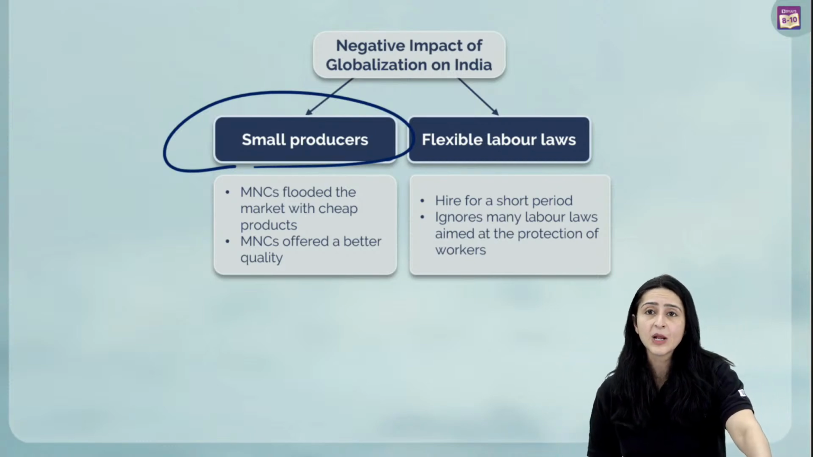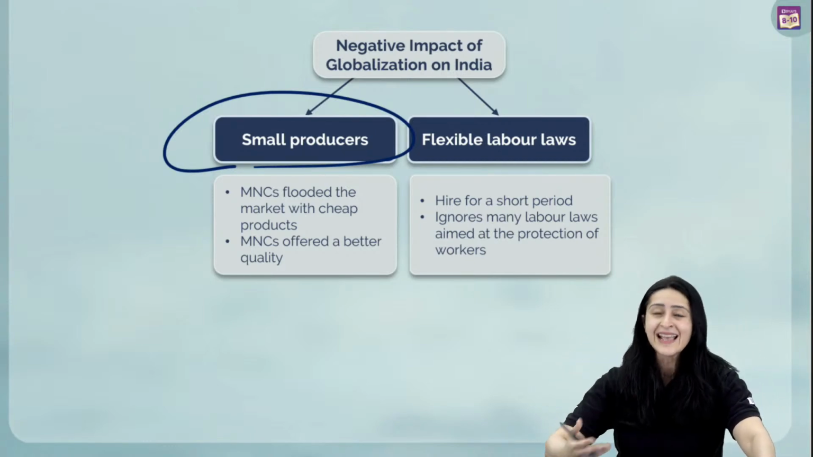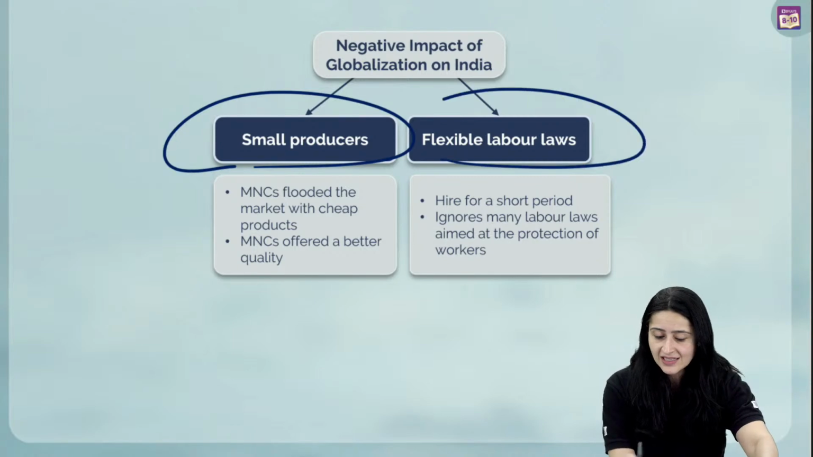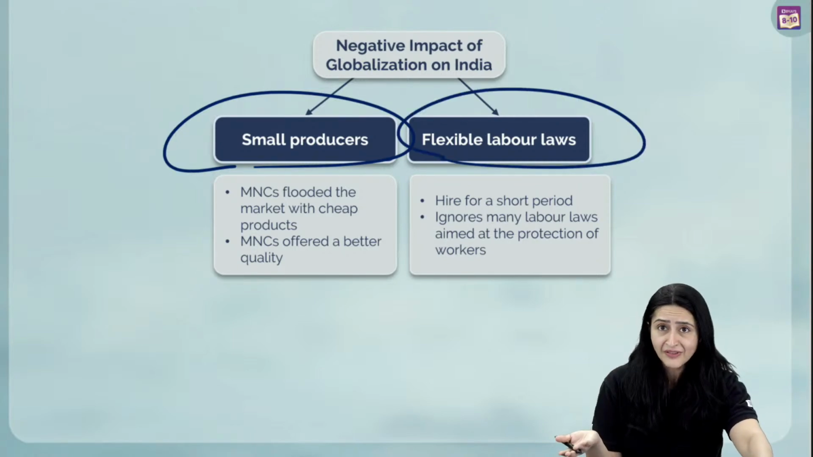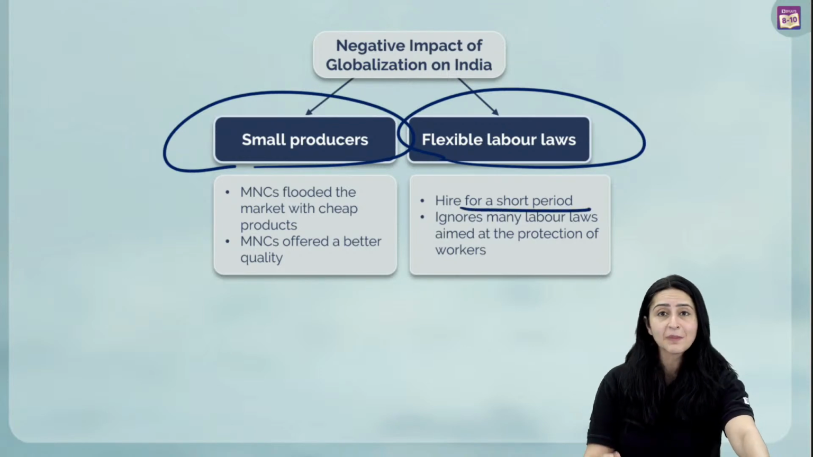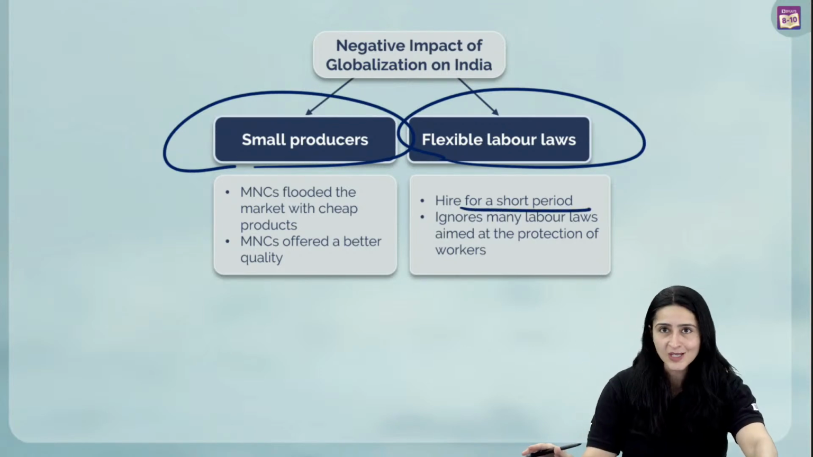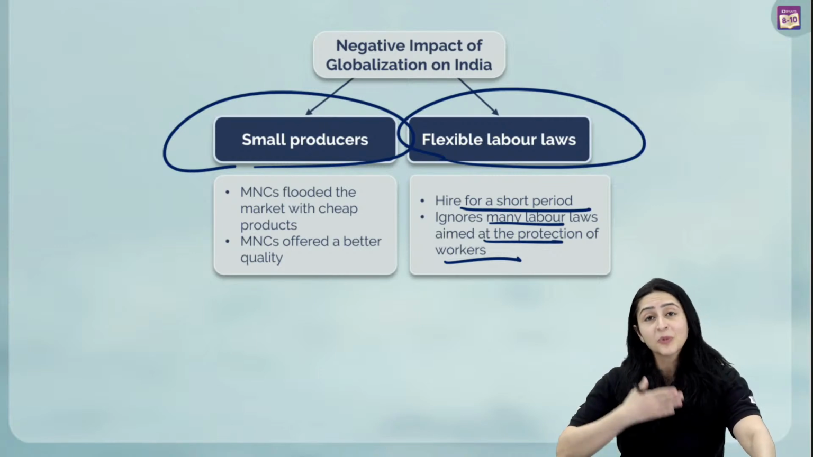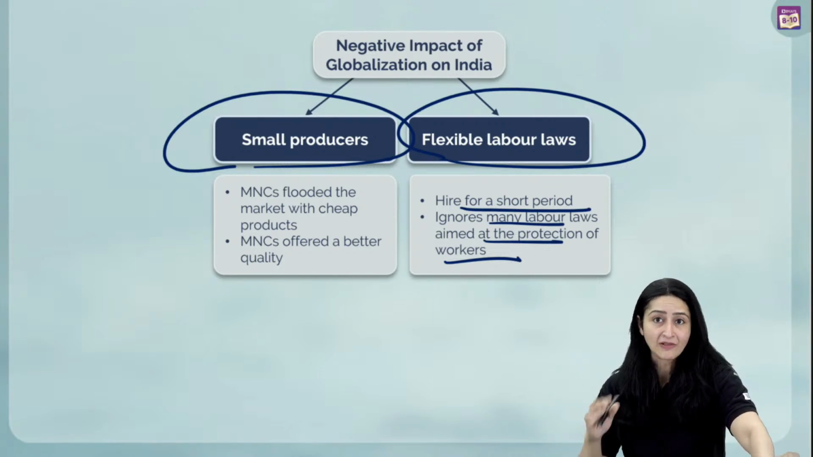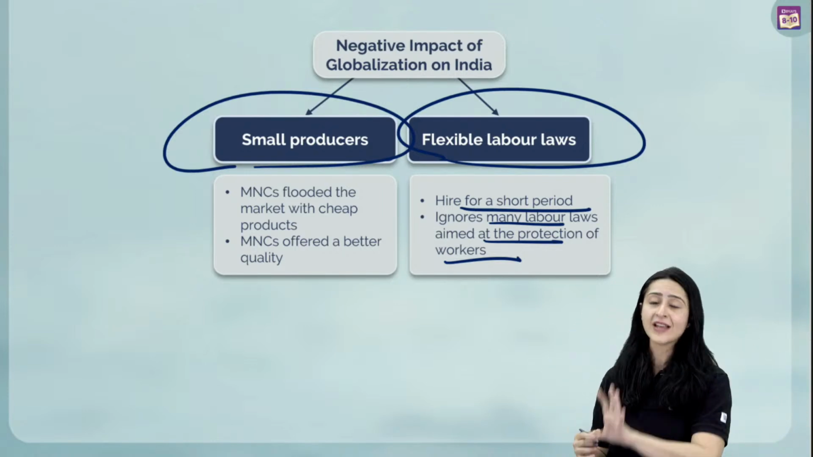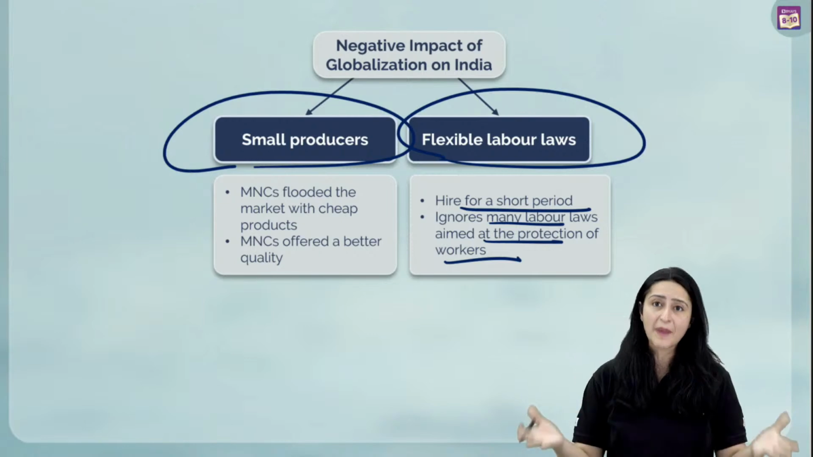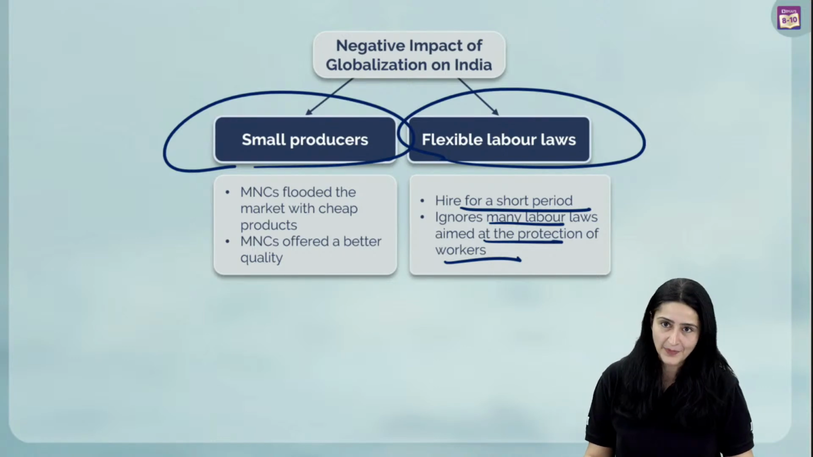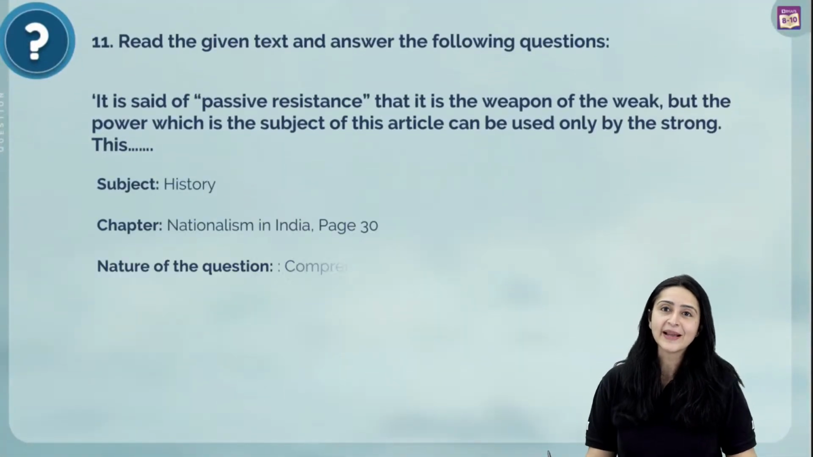Then flexible labor laws. We know that MNCs want more profits, and government in India wants to attract more MNCs. So what have they done as a result of this? They've made flexible labor laws, which is not a very good thing if you think about it, because now people can be hired only for a short period of time. So there's no job security for the laborers or the workers, and it ignores many labor laws that are actually meant for the protection of workers. So this is a negative impact, right? So now we classified the impacts in terms of positive, negative, and you can give each separately depending on the question, or you can give it together if you get a question like the one that we've been given in our sample paper. Okay?